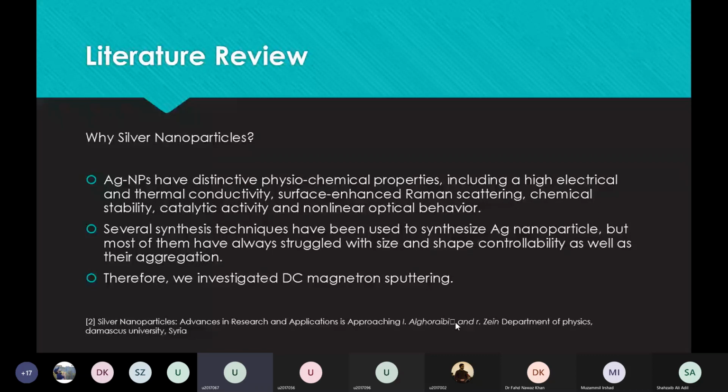Like mentioned in the slides, silver nanoparticles have distinctive physiochemical properties including high electrical and thermal conductivity, surface enhanced Raman scattering, chemical stability, catalytic activity, and non-linear optical behavior. The other techniques used for the synthesis of silver nanoparticles have certain demerits as discussed earlier. So that's why we investigated the DC magnetron sputtering technique.